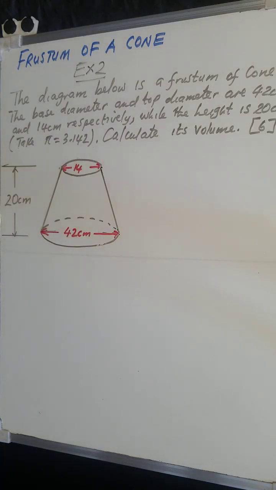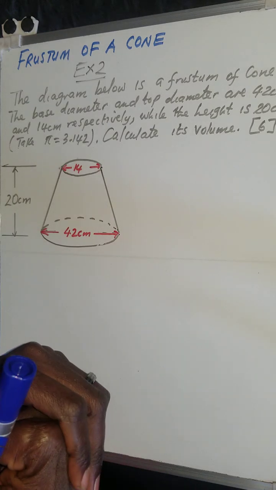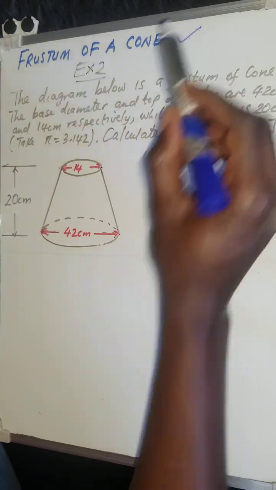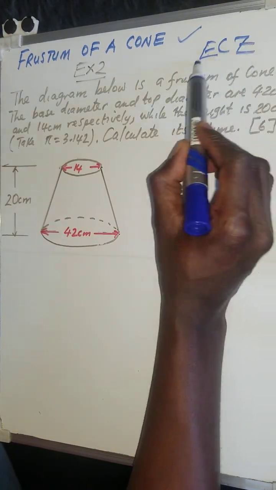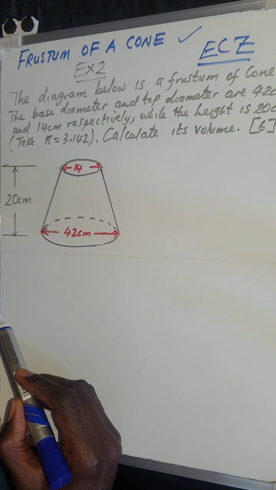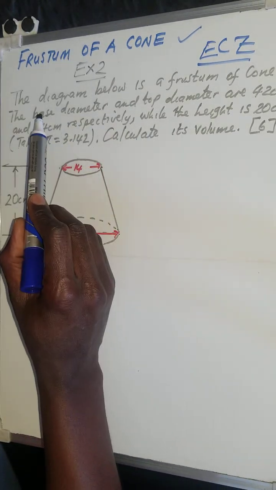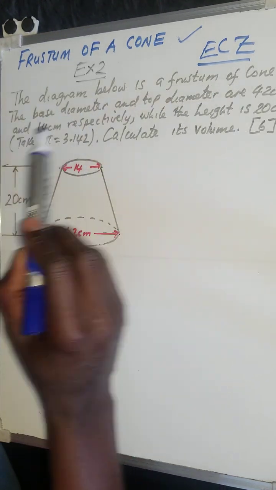So welcome to another segment of my mathematics videos as we continue under our topic mensuration. We are still looking at the frustum of a cone. So this is another question that came in the ECZ exam. So how can you go about it? Well, there are so many methods that you can use, but notably I want you to pay attention. It says the diagram is a frustum of a cone.